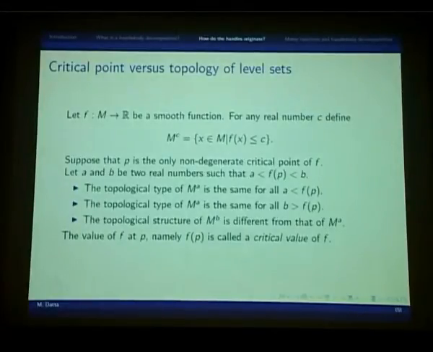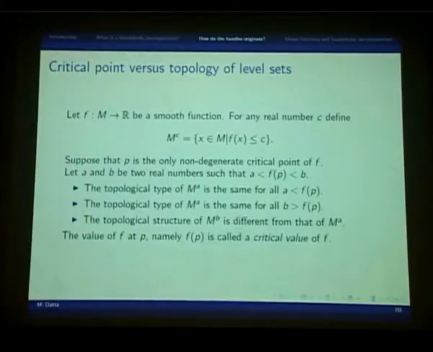Now suppose that P is the only non-degenerate critical point of f, and we choose two real numbers A and B such that A is strictly less than f of P and f of P is strictly less than B. f of P will be called the critical value of f, because P is a critical point, and the value of the function at P is called a critical value. So I choose a real number A which is strictly less than this critical value, and one real number B which is strictly greater than this critical value. The results are the following.